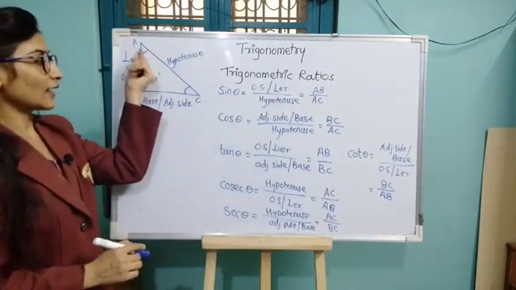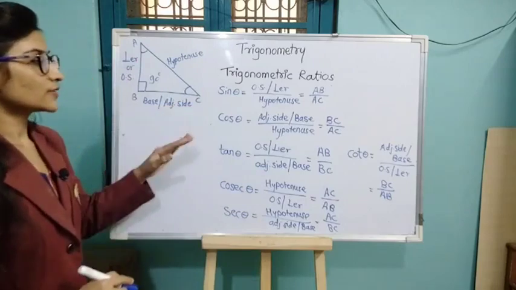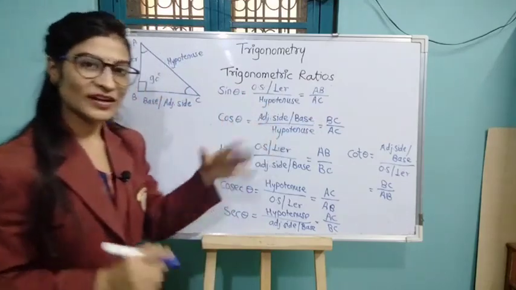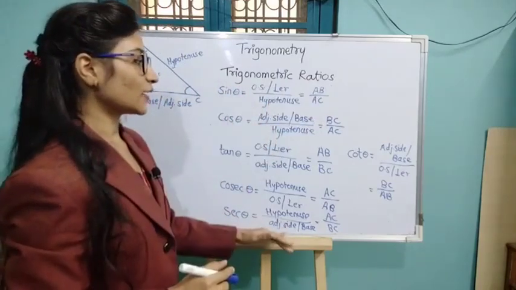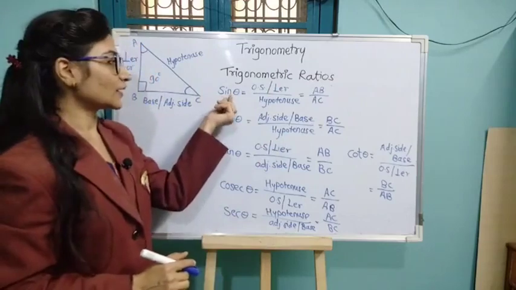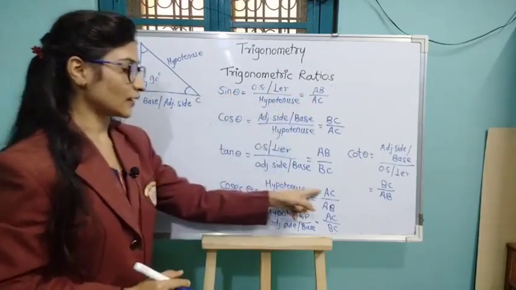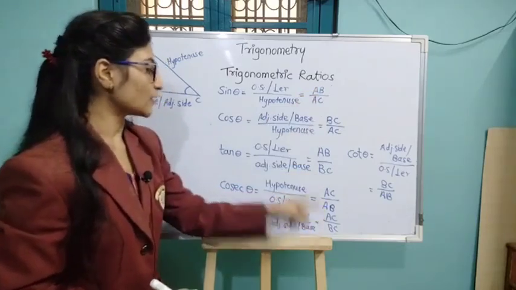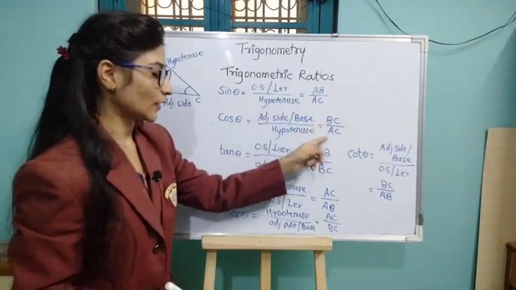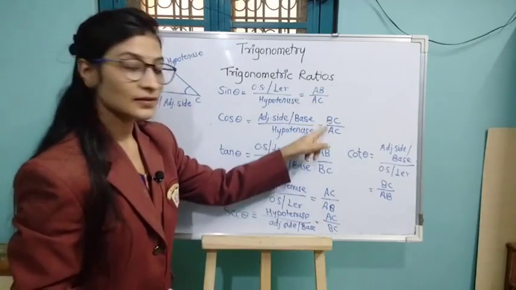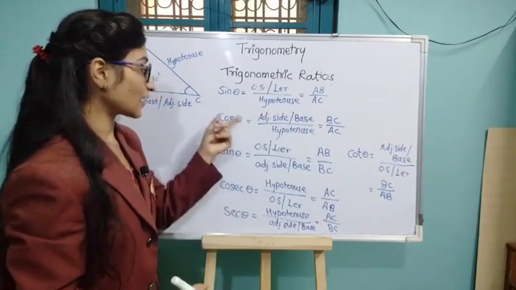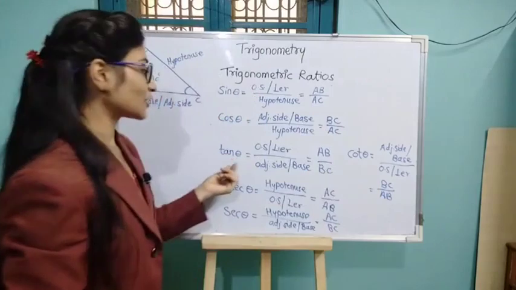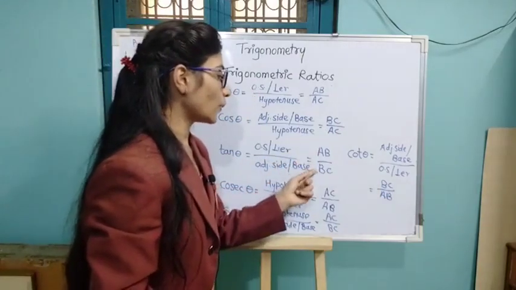If you choose angle A, then the ratios will be different. Instead of BC, here you have to take AB, and here you have to take BC. It will change accordingly. So in this way, these are the trigonometric ratios, and you can see that this sin theta, AB upon AC, and this cosec theta, AC upon AB, are totally reciprocal. This sec theta is AC upon BC and this cos theta is BC upon AC. So sec theta is the reciprocal of cos theta. Similarly, this cot theta is BC upon AB and this tan theta is AB upon BC.